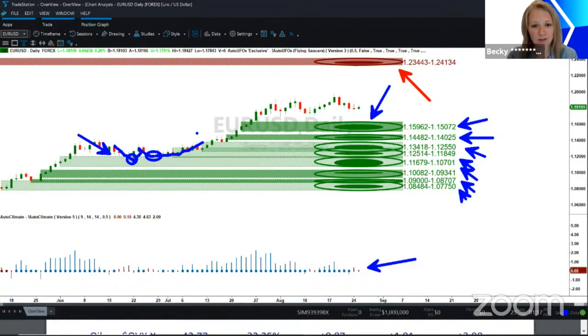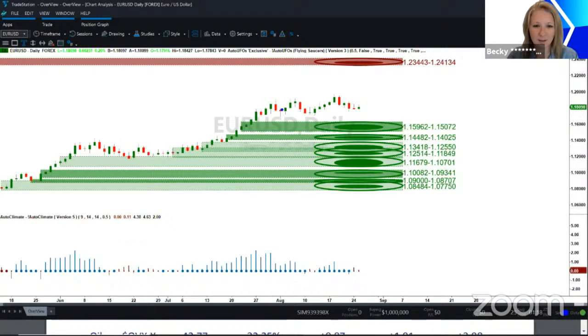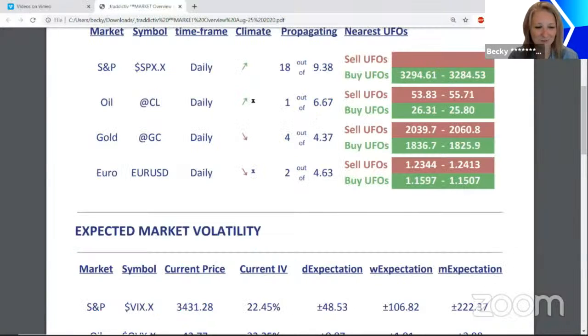Now, obviously, at the moment, price has stabilized a little bit here, not really going anywhere. And we see that reflected in the climate, showing us an unconfirmed climate. So it'll be interesting to see if we come down, hit this buy UFO and go up, or if we go up, hit this sell UFO and come down. So we will see. Time will tell.